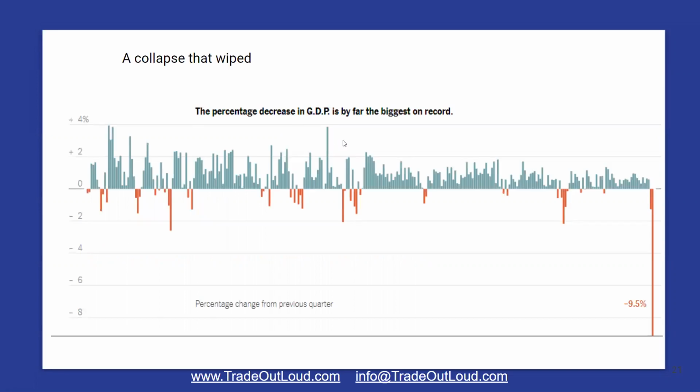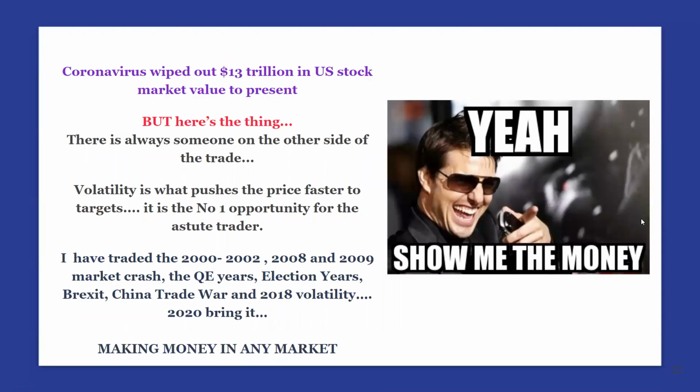This is a collapse that wiped out tons of money from the market. And of course, this is the GDP. As you can see right here, minus 9.5%. That actually came up right now, and it's right here somewhere, into the mid ranges. So coronavirus wiped out about $13 trillion in the US stock market in March.